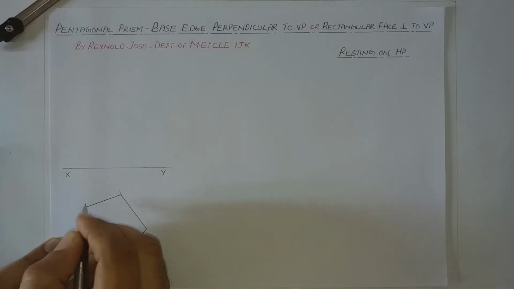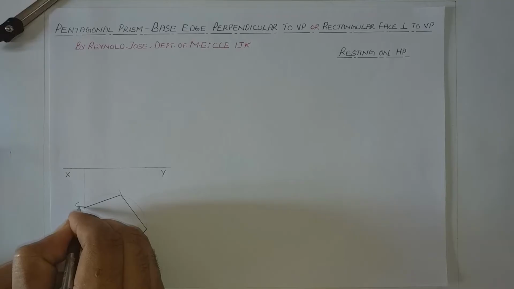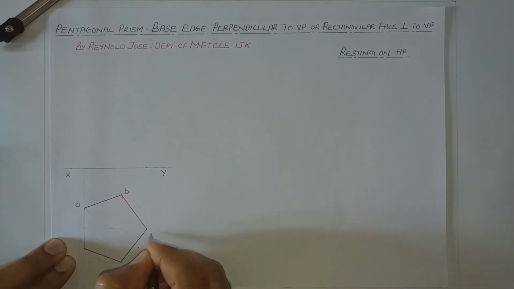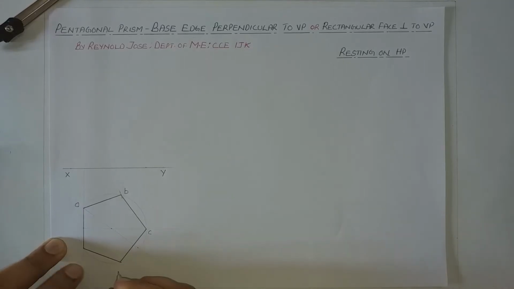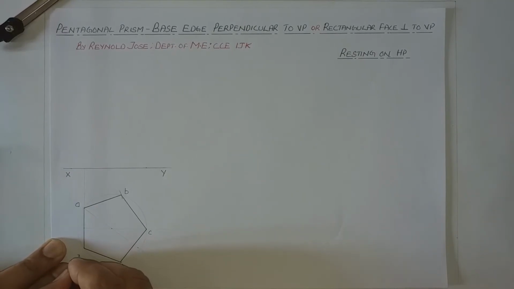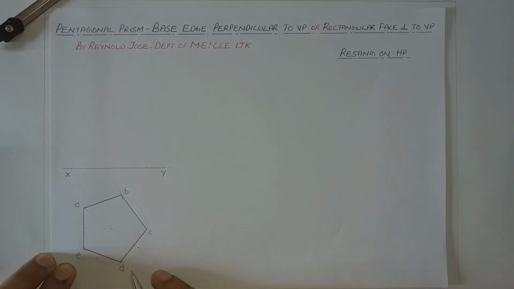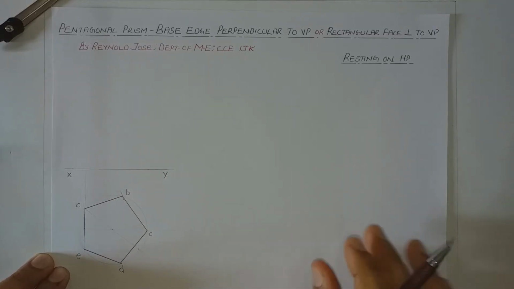Let us mark them as A, B, C, D and E. So these are the 5 corners of the top face which are visible in the top view. Likewise, we have 5 more corners at the bottom side.